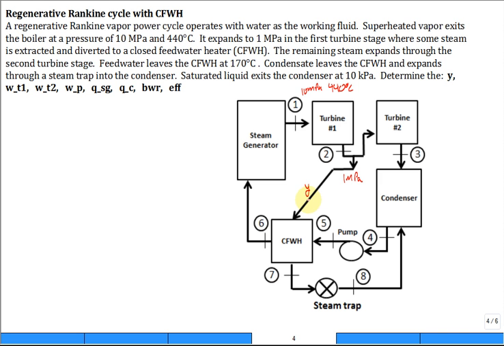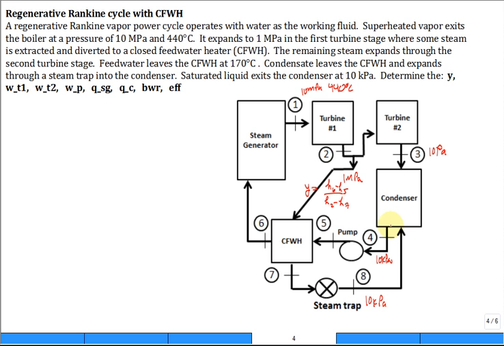Remember the equation for Y we just derived? I think it's the same. Is it going to be H6 minus H5 divided by H2 minus H7? Okay. And then it drops to 10 kPa. It needs to be 10 kPa also at 8, and it's 10 kPa at 4.